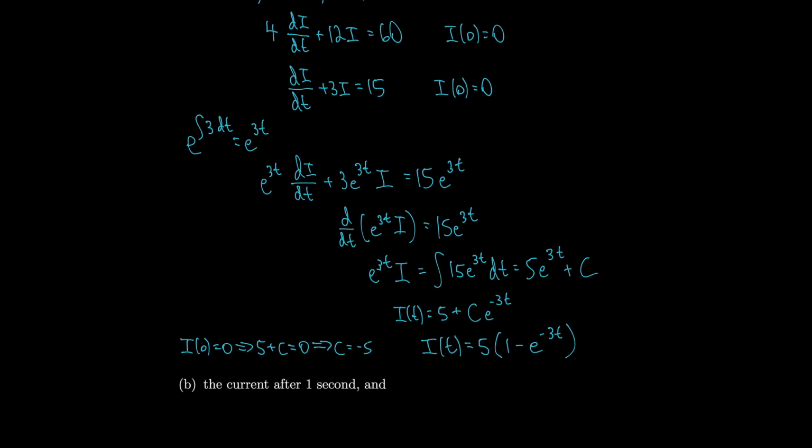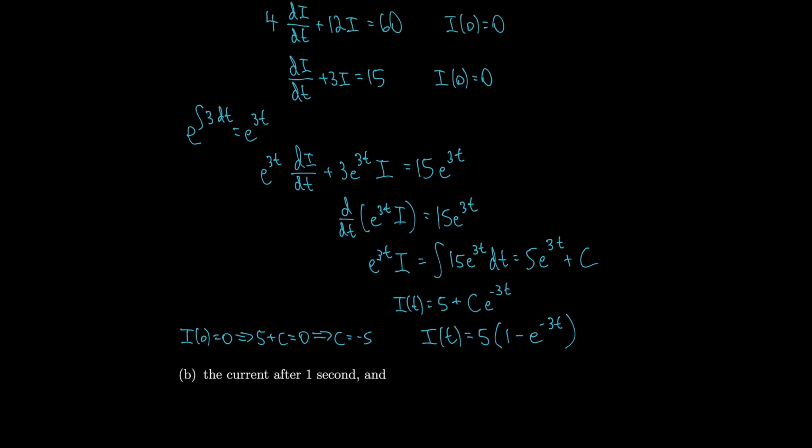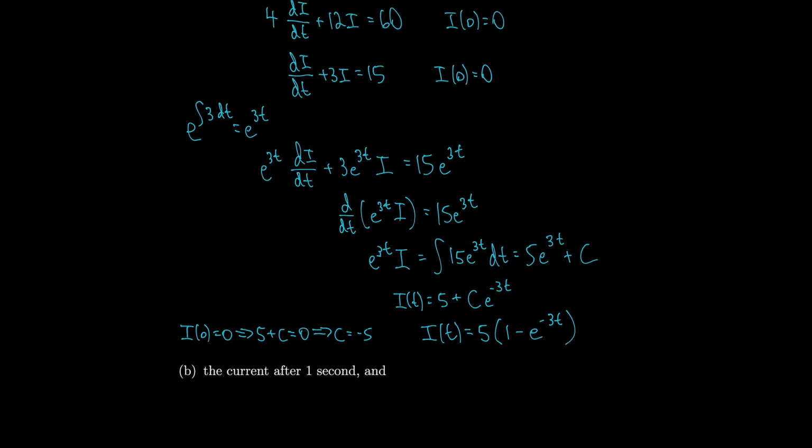Let's find the current after 1 second now. So all I have to do is just plug in 1. So I of 1 is equal to 5 times 1 minus e to the minus 3, which is about 4.7 amps, 4.75 amps.